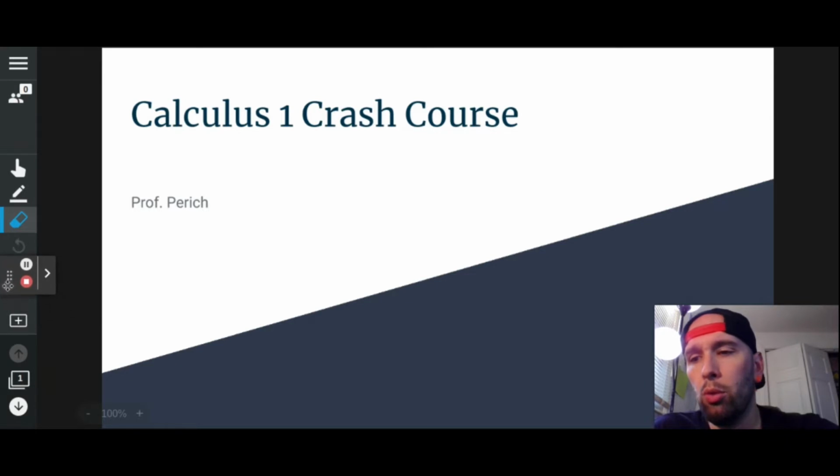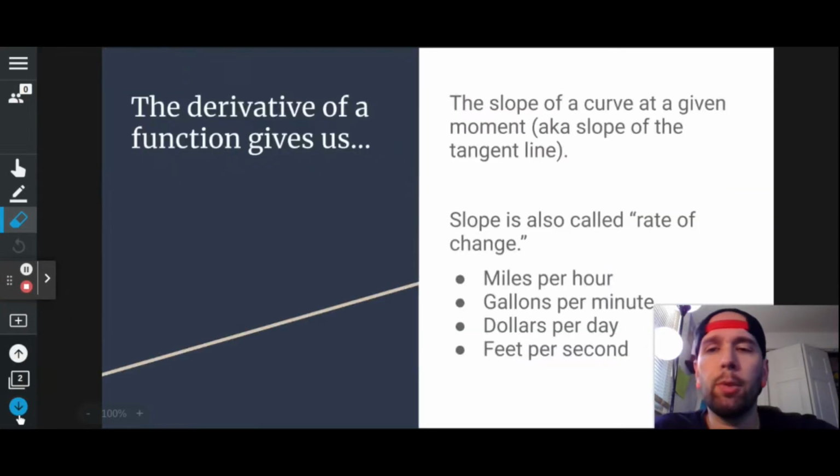What is a derivative? The derivative is the first main component to calculus. We talk about limits, which transitions into the concept of the derivative. The derivative gives us the slope of a tangent line at a given point. Or in this case, the way I word it is the slope of a curve at a given moment, aka the slope of the tangent line.